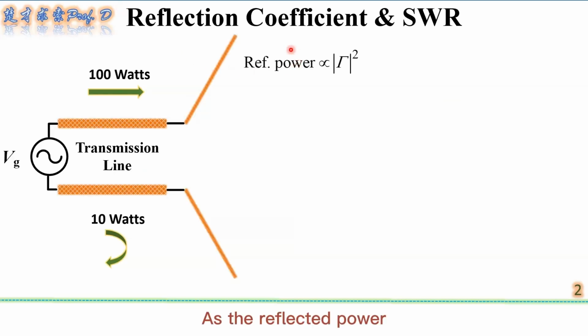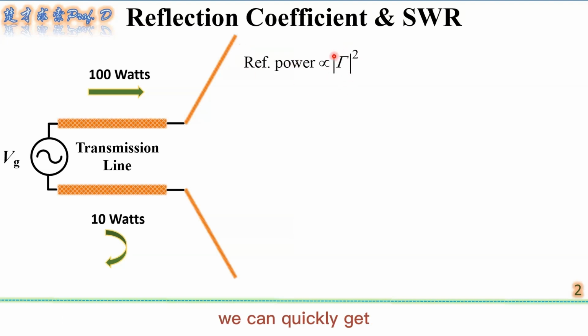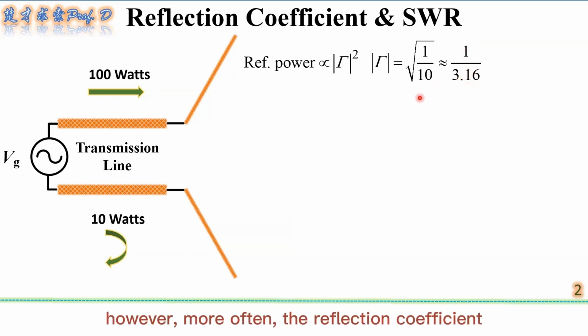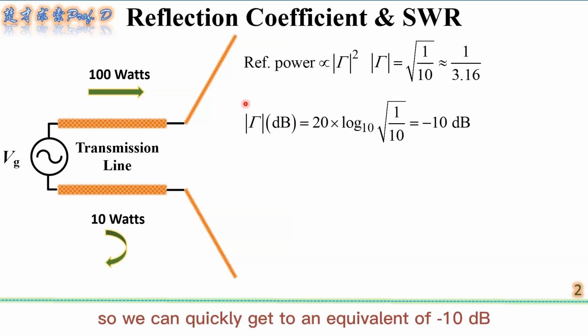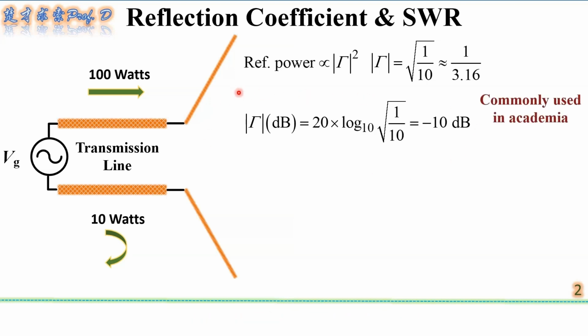As the reflected power is proportional to the square of the magnitude of gamma, we can quickly guess that the magnitude of gamma is the square root of 1 over 10, which is approximately 1 over 3.16. However, more often, the reflection coefficient is expressed in decibels, so we can quickly get to an equivalent of minus 10 dB. And this kind of matching expressed by reflection coefficient in dB is commonly used in academia.